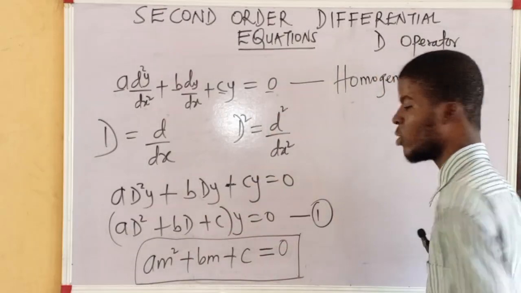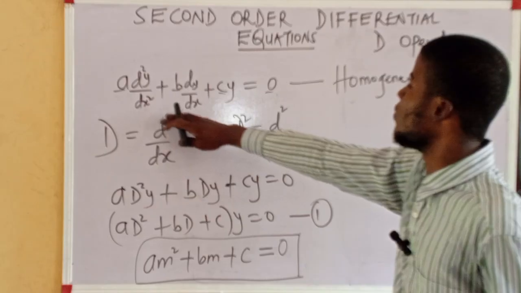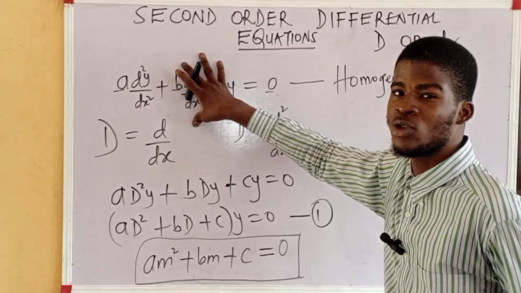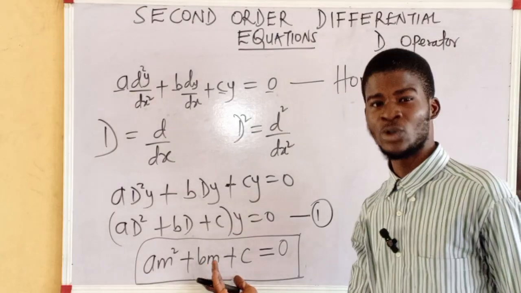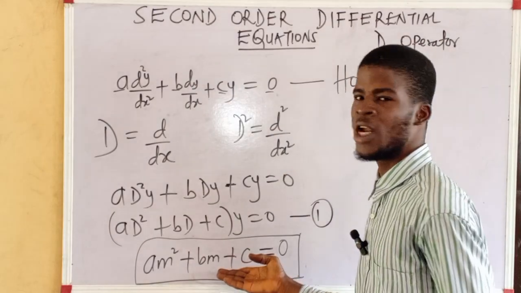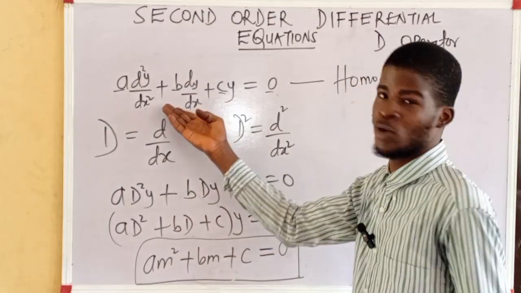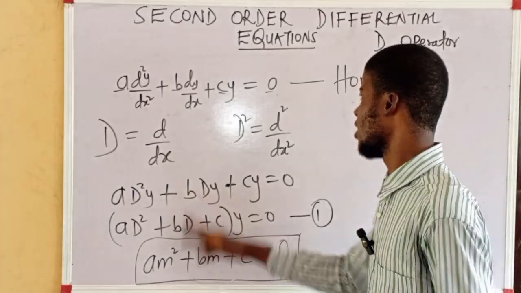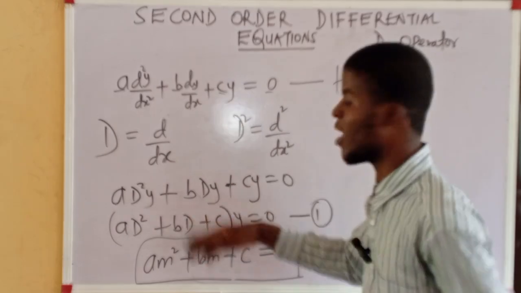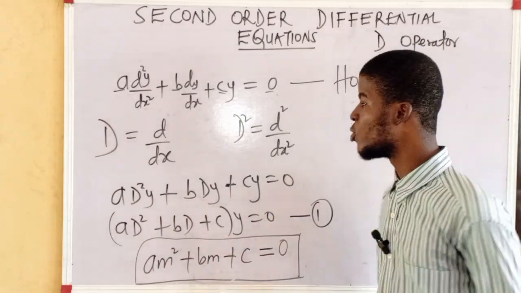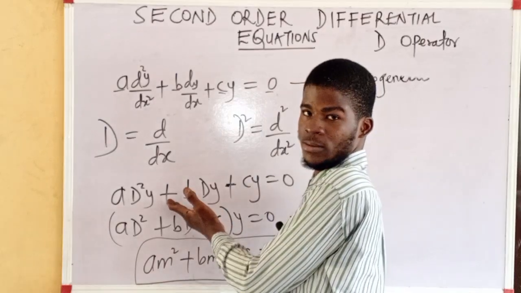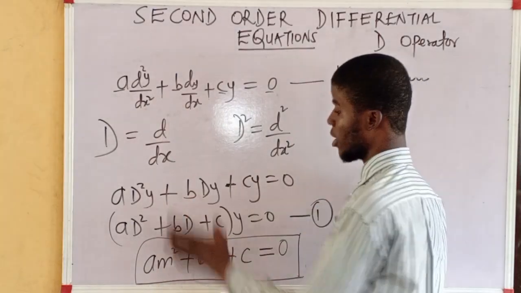So just understand what is going on here. If a differential equation is given to be solved, we can go straight from that differential equation to obtain the auxiliary equation. From this differential equation, we can get this by taking d squared y dx squared as m squared and dy dx as m. That is just the point. So we may not always need to go through the D operator form before getting to this stage.